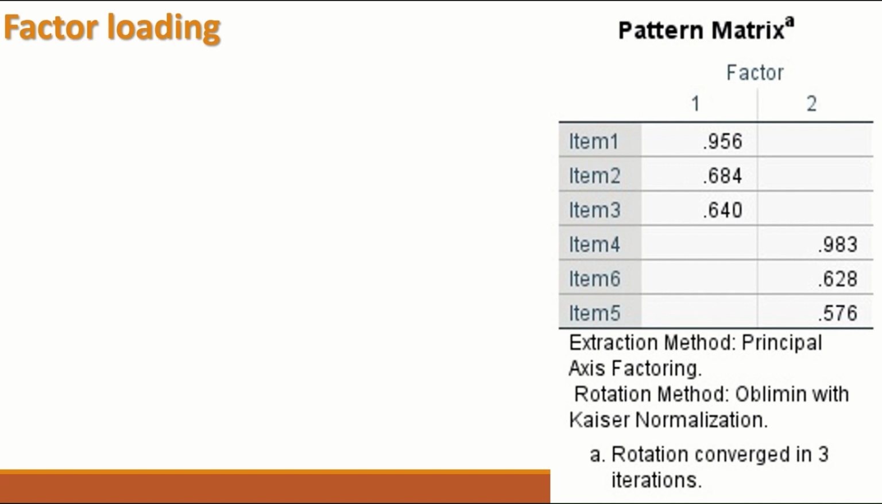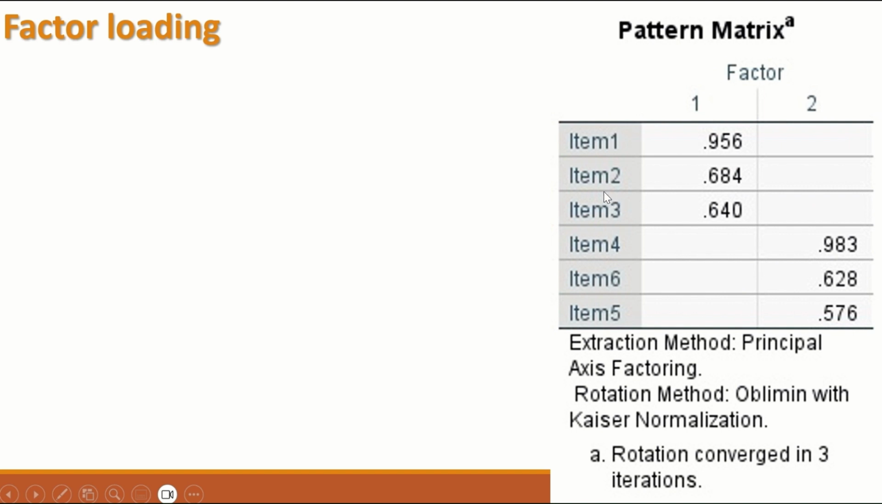In the next slide, a table is extracted from an output performing EFA, Exploratory Factor Analysis, with a rotation method oblimin, and the pattern matrix is generated as shown here. There are 6 items, item 1 to item 6, and there are 2 factors that are extracted based on this method, factor 1 and factor 2.